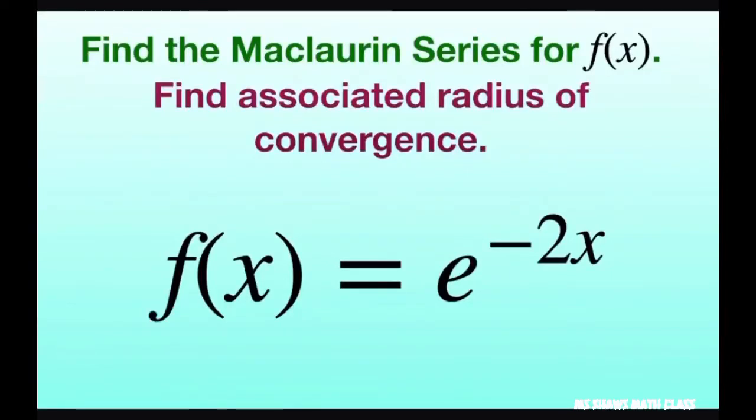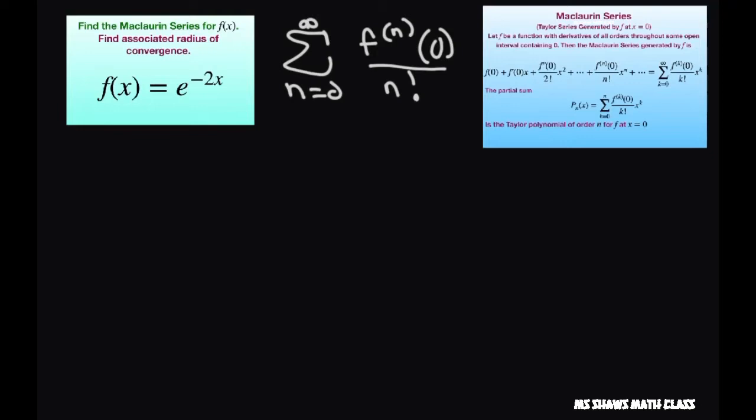Everyone, we're going to find the Maclaurin series for f of x and find the associated radius of convergence. So we're using this form here. We want it to equal the sum n equals 0 to infinity of the nth derivative of f at 0 divided by n factorial times x to the power of n. So what we're going to do is crank out some derivatives.